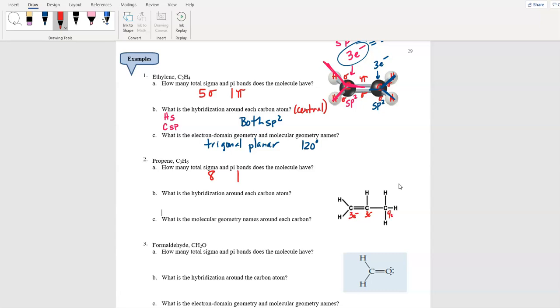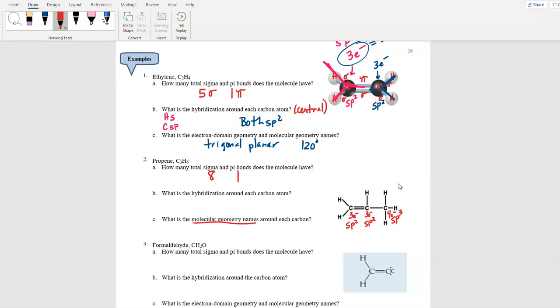He has 4 electron regions. So these first 2 will have the same hybridization called sp2, because 1 plus 2 is 3. But this last carbon has 4 regions, so it will be sp3. Okay? And what would be the molecular geometry names around each carbon?